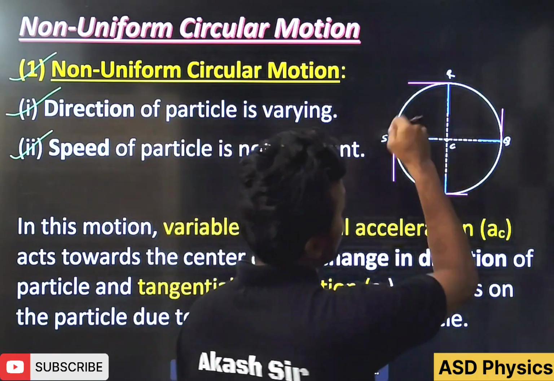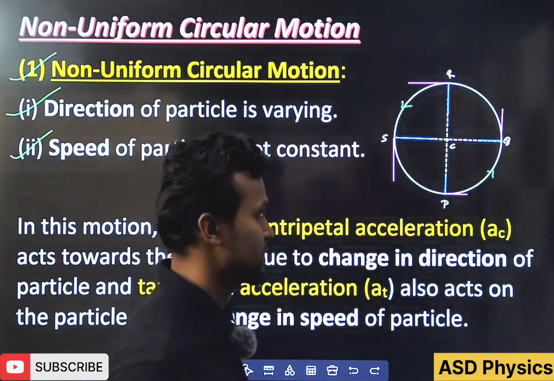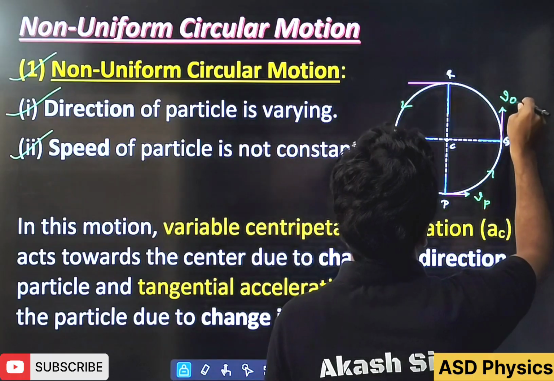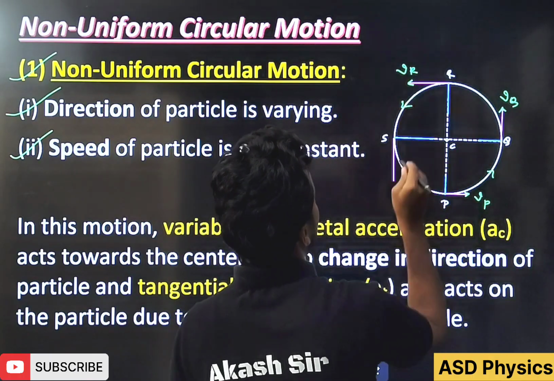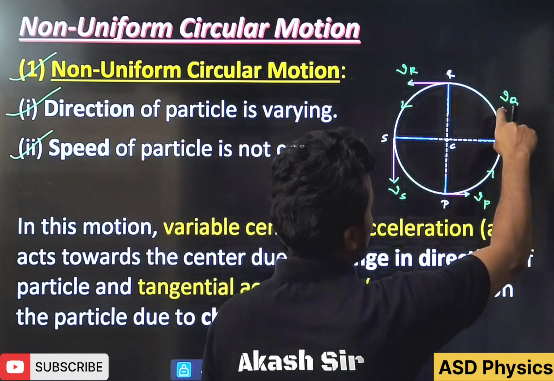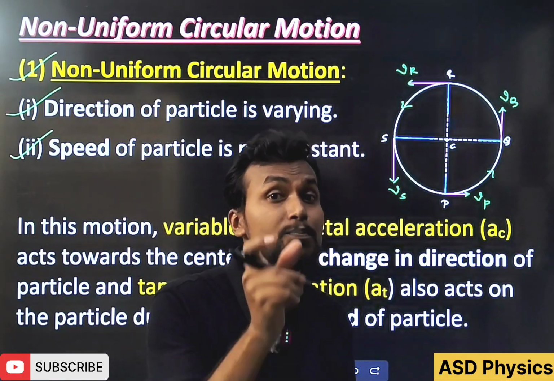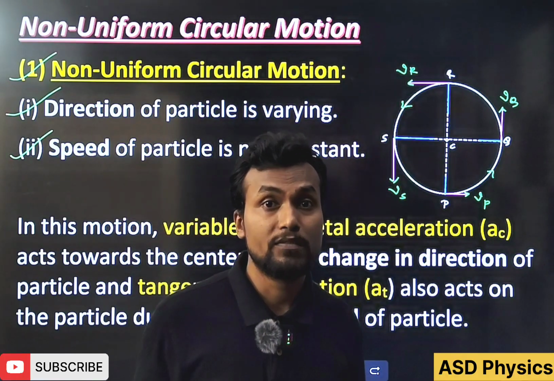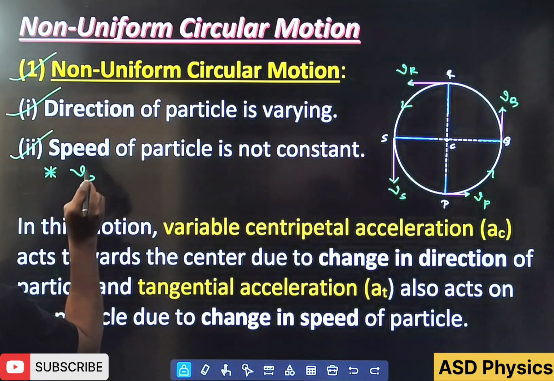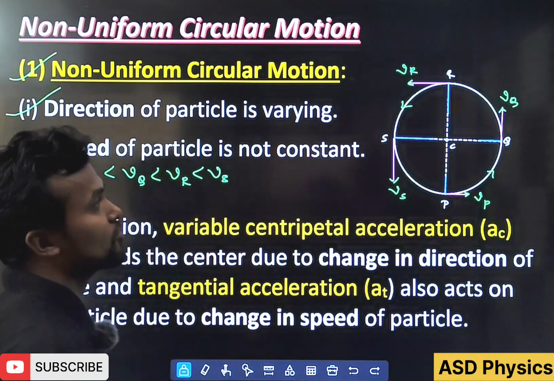Just see one diagram. Here I have taken one circular path of the particle, and the particle is moving in an anti-clockwise direction. Let's take at point P, the velocity of the particle is Vp, at point Q Vq, at point R Vr, and at point S Vs. Here you can see the length of Vp, Vq, Vr, and Vs is not equal. The length indicates the magnitude of the velocity, or we can say the speed. Remember that the speed is minimum at P, then Q, then R, and then S.